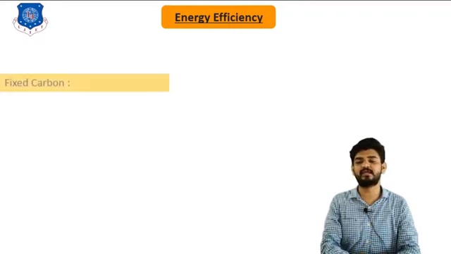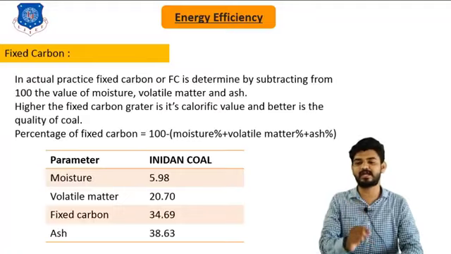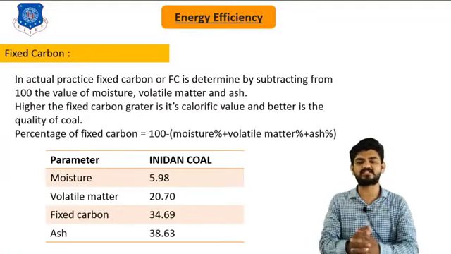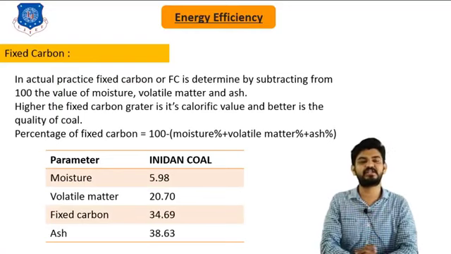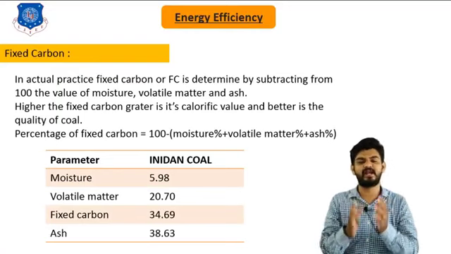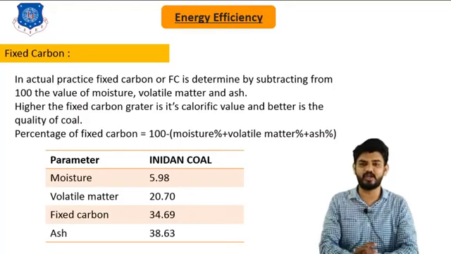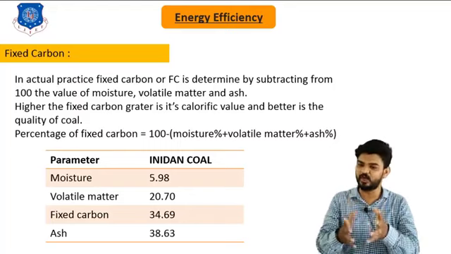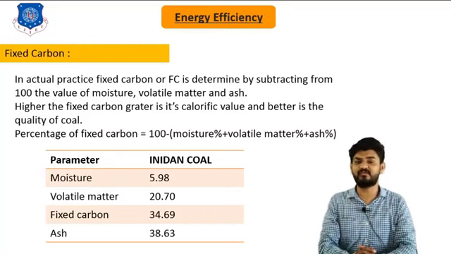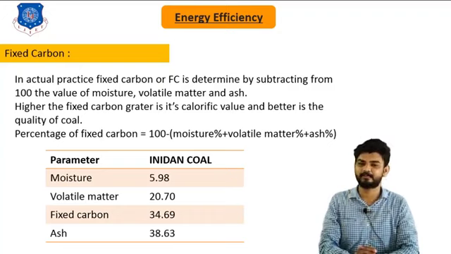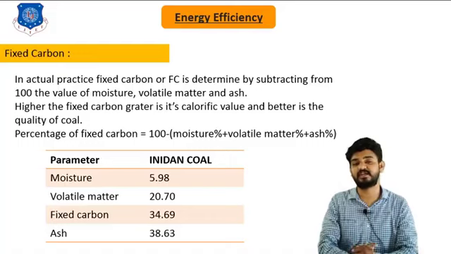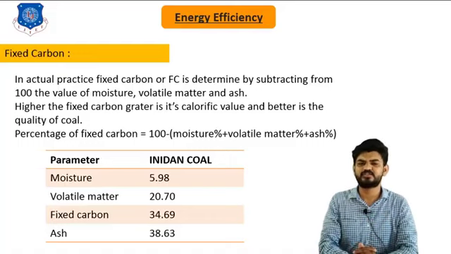Now, let's move to the next analysis, and that is fixed carbon. In actual practice, fixed carbon or FC is determined by subtracting from 100 the values of moisture, volatile matter and ash. The higher the fixed carbon is, the greater the calorific value and the better the quality of coal. The percentage of fixed carbon can easily be determined by 100 minus moisture percentage, minus volatile matter percentage and minus ash percentage. So this concludes the proximate analysis of a coal sample.